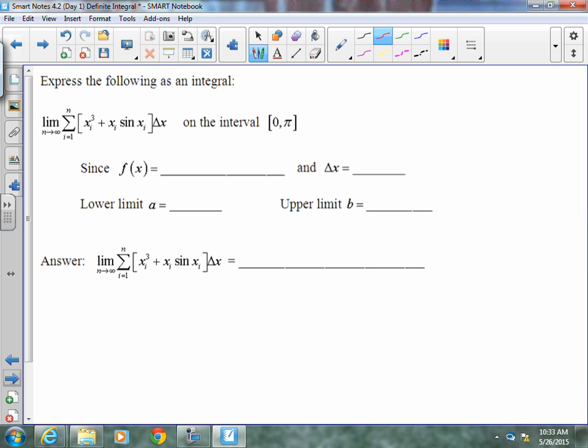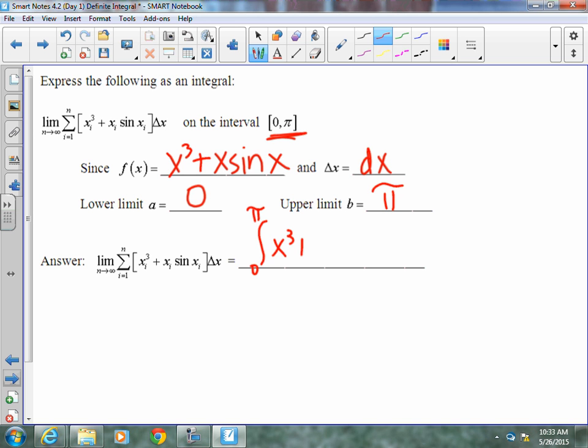So, express the following as an integral. They didn't plug in x sub i, so it looks like our function is this. And that our change in x, remember, gets substituted by dx. Lower limit is 0, upper limit pi, so this is actually the integral from 0 to pi of x cubed plus x sine of x dx.